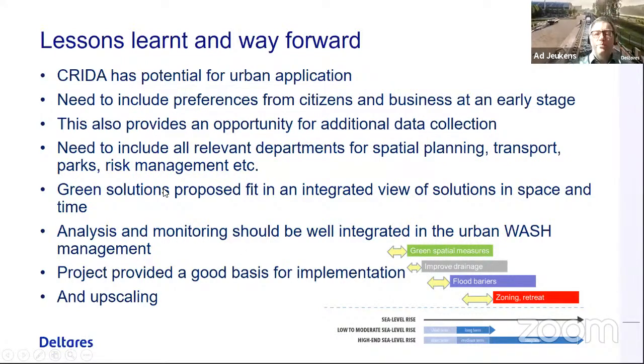The green solutions proposed really fit well in the integrated view of solutions, both in space and in time. So as I said, it's an early stage low regret measure that can be taken, and you can postpone more drastic and more expensive solutions with that. Also, analysis and monitoring should be well integrated in the urban water management. We found that the responsible departments were lacking the right data to really see the problem and also the improvements.